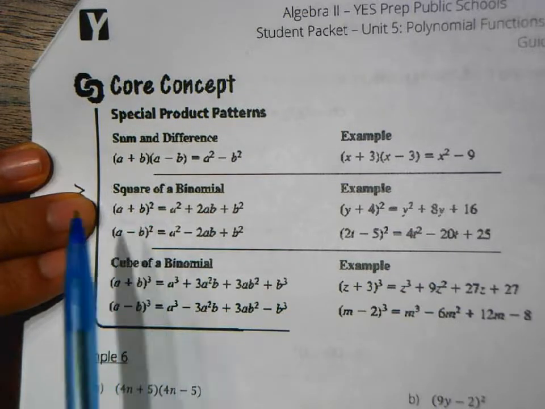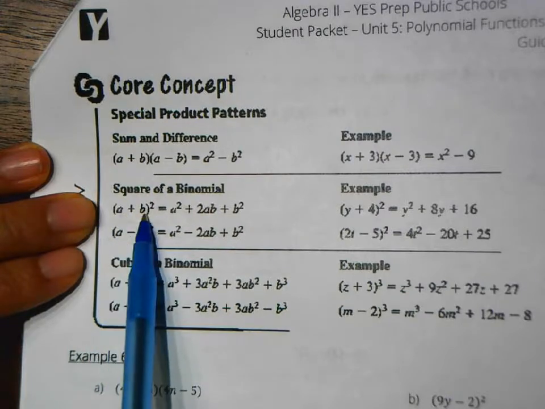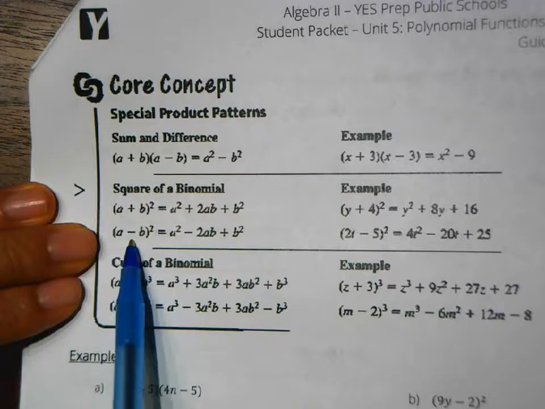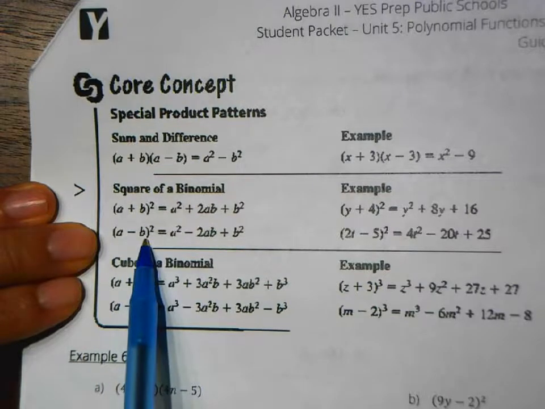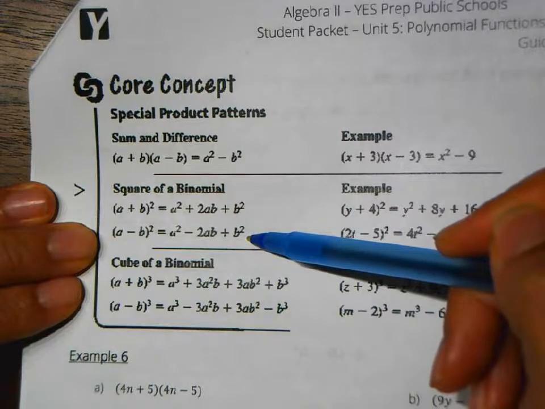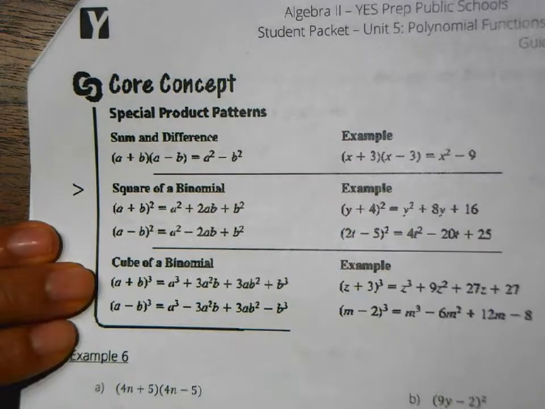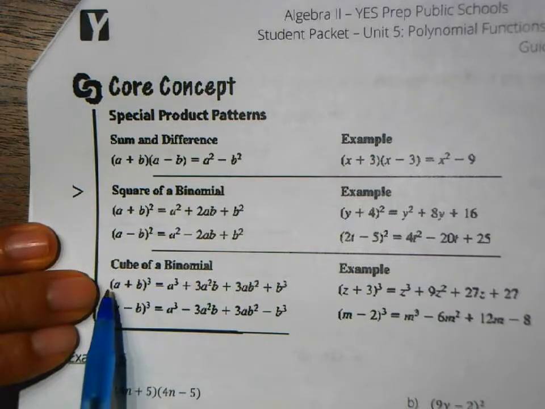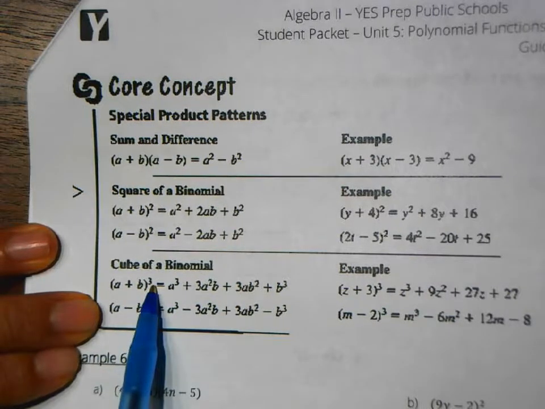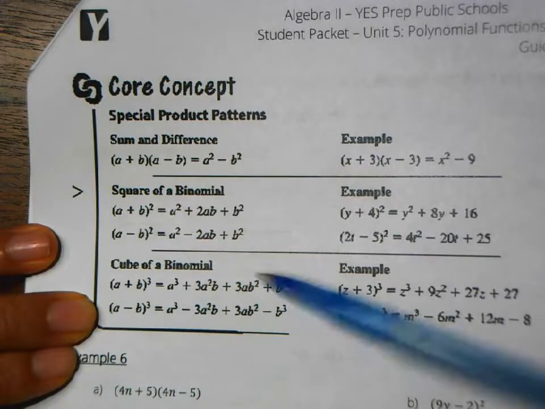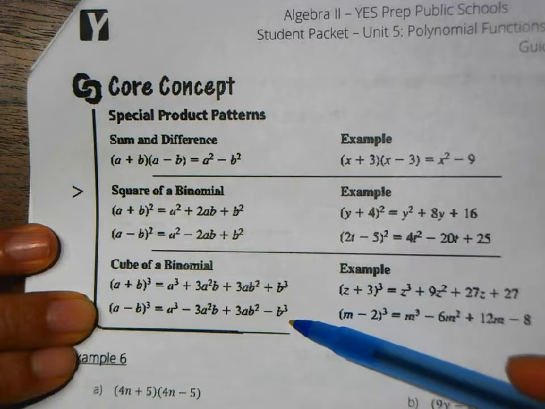So there's two types. You can have a plus b multiplied by a plus b, or you can have a minus b multiplied by a minus b. And these are the two solutions you're going to get. Or you could have a factor multiplied by itself 3 times. So that'll be a plus b cubed, or you can have a minus b cubed. And these are the two solutions you can get.